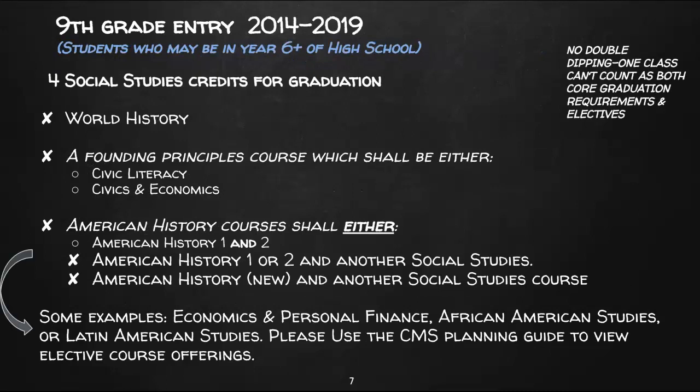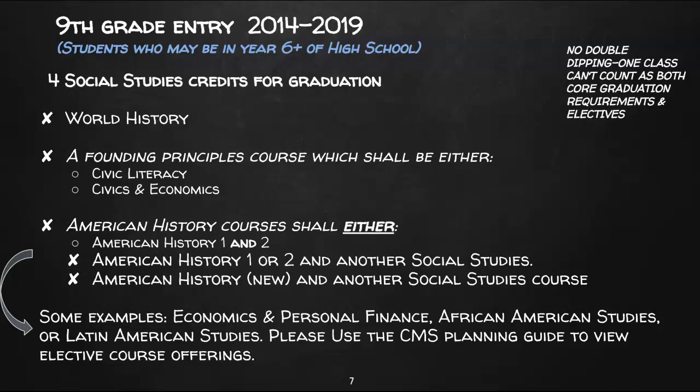9th grade entry year, 2014 to 2019. These students may be in year 6 plus of high school. 4 social studies graduation credits are needed. World History, a Founding Principles course, which shall be either Civic Literacy or Civics and Economics.